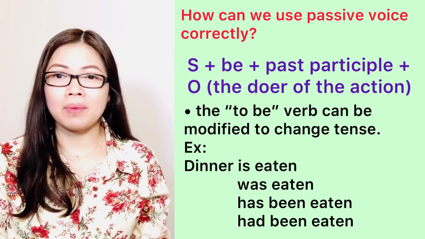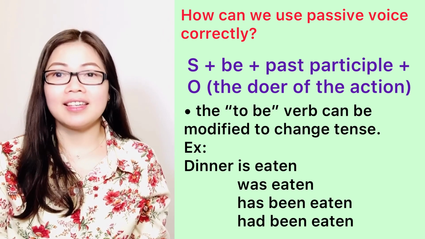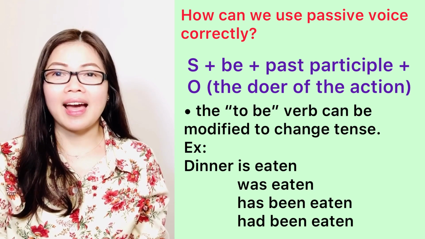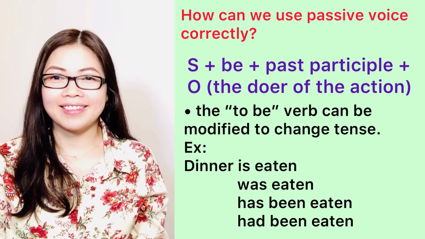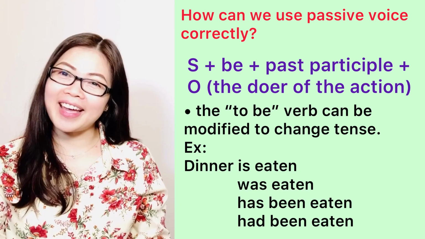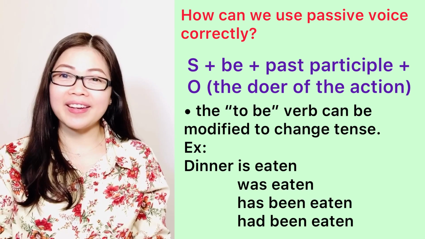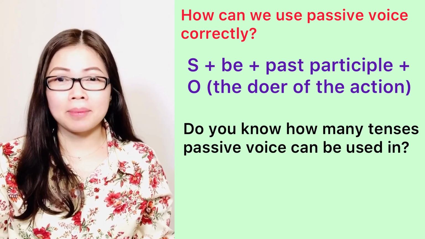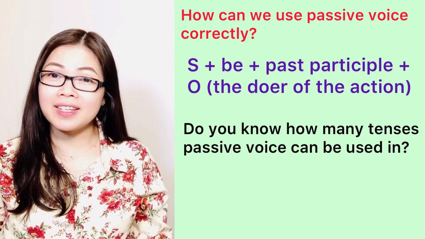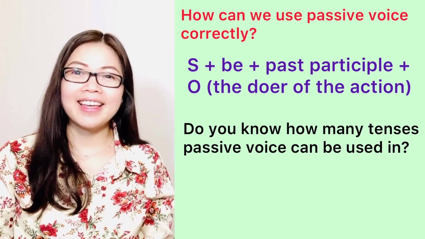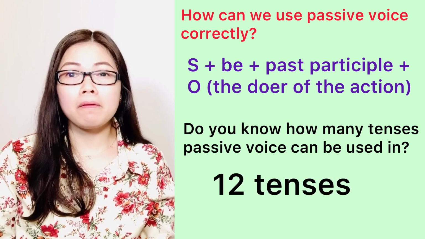And the to be verb can be modified to change tense. For example, dinner is eaten, was eaten, has been eaten, or had been eaten. Okay, is it clear, everyone? Now, do you know how many tenses passive voice can be used in?